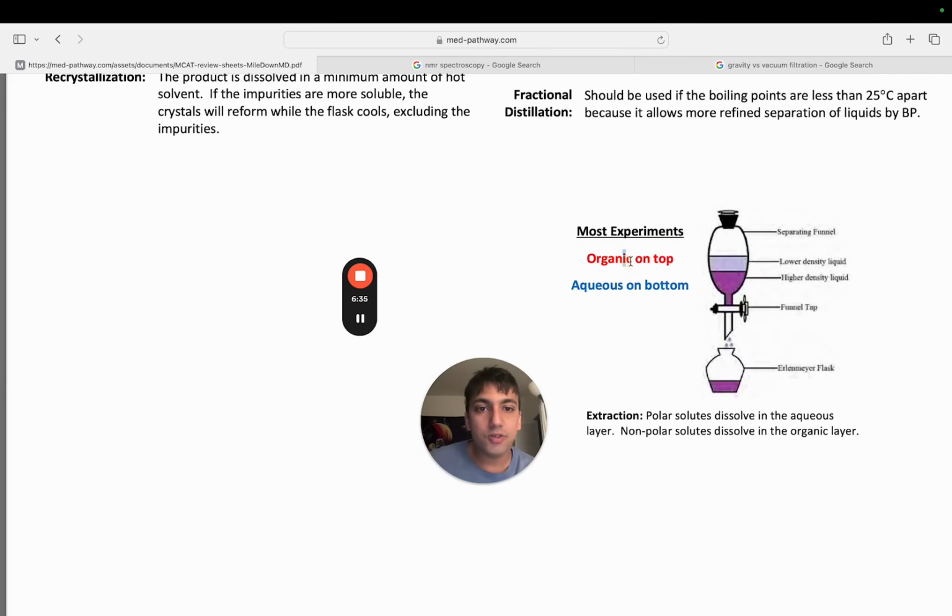In most experiments, you have organic at top and aqueous at the bottom. The aqueous is going to have the higher density. Organic is going to have the lower density. Not always true. And then you have the Erlenmeyer flask, and that higher density liquid is falling through first. Extraction is when you have polar solutes dissolved in aqueous layer, and then non-polar solutes dissolved in the organic layer.